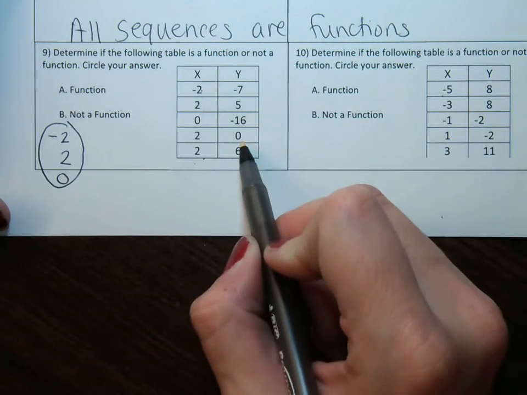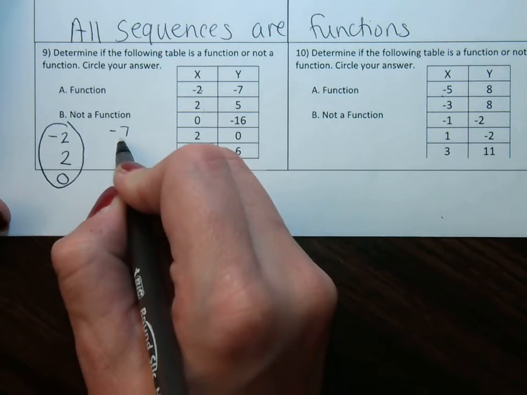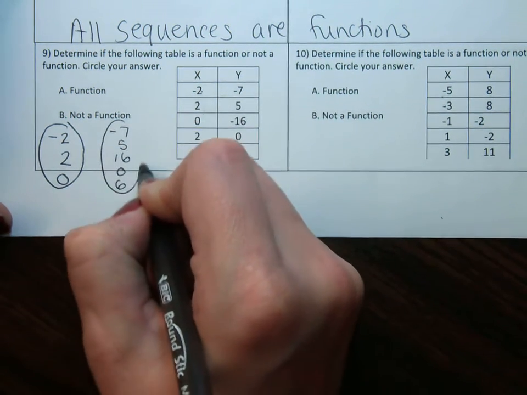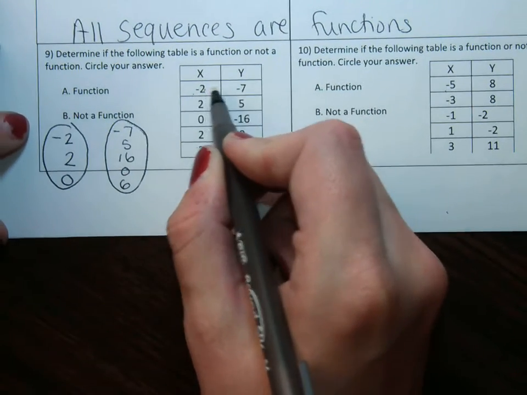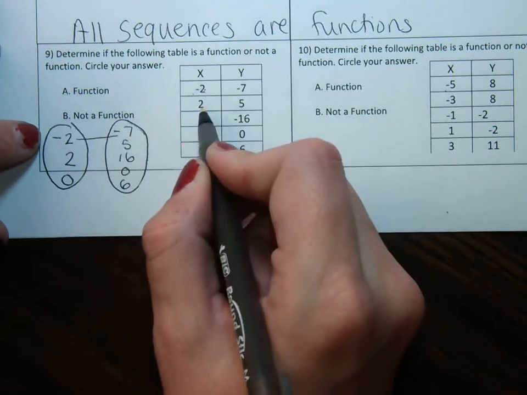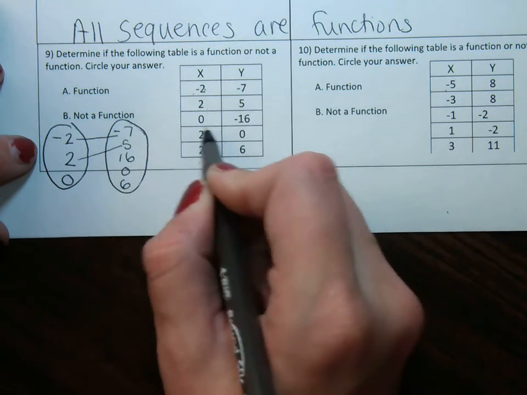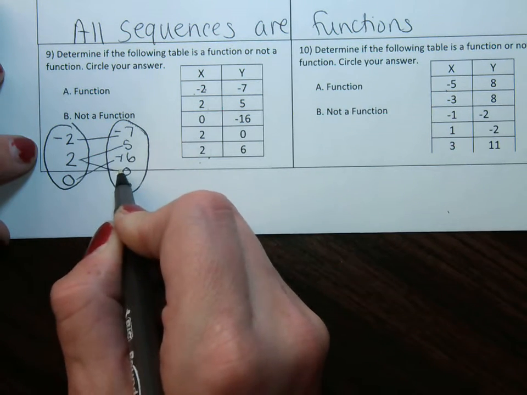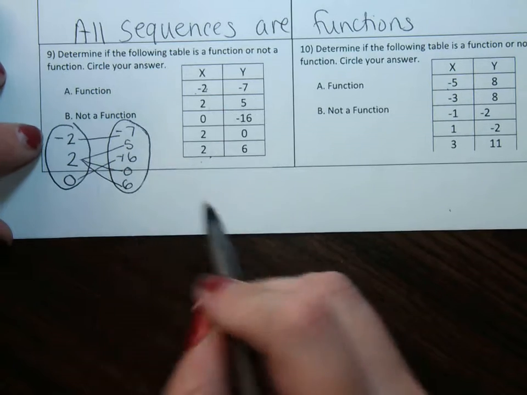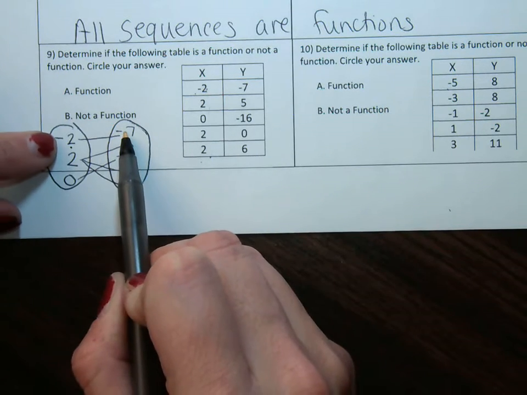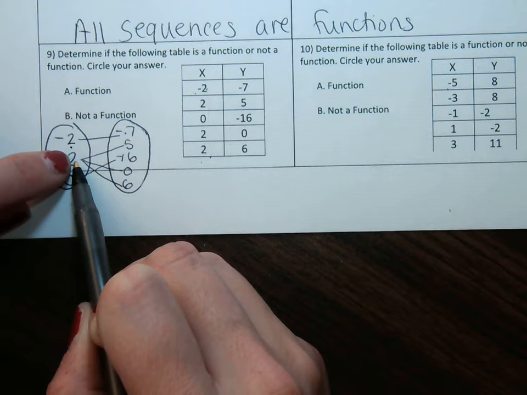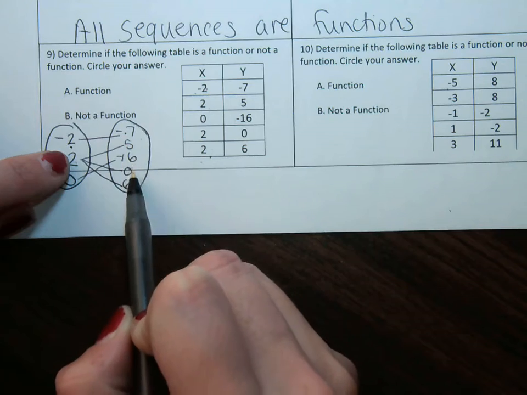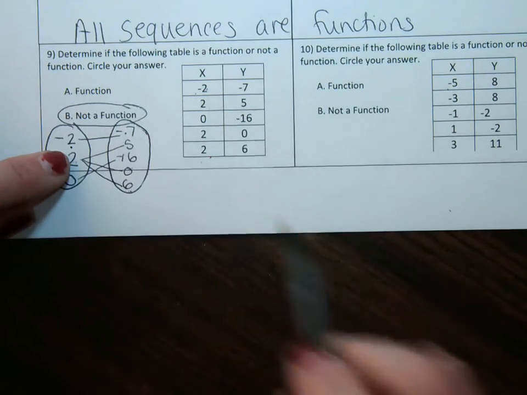Then we have y. We have -7, 5, 16, 0, and 6. And we're going to match up and draw arrows. So -2 and -7, so we're going to draw an arrow. 2 goes to 5, 0 goes to -16. 2 goes to 0, and 2 goes to 6. You can have one button give you 1 soda. You cannot have one button give you 3 types of soda. Since one button can't give you 3 types of soda, this is not a function.